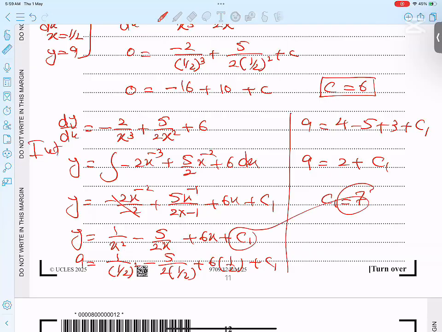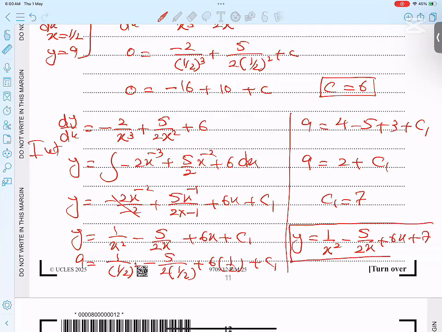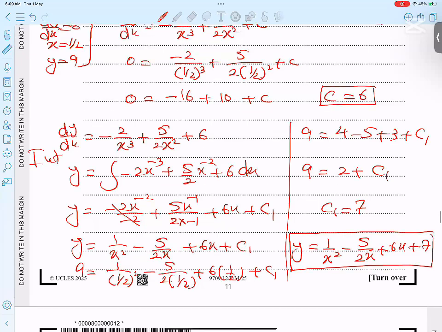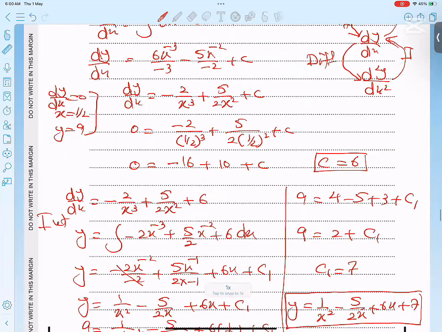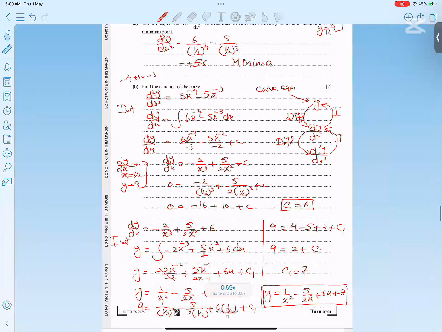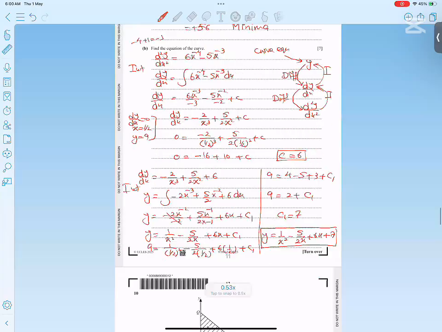I plug it back into the equation here. So what is it? I get a final answer. y is equal to 1 over x squared minus 5 over 2x plus 6x plus 7. And this is the equation of the curve, finally, which we are trying to find. I hope the concept of the question is completely over. So let's go for the next question, number 10.